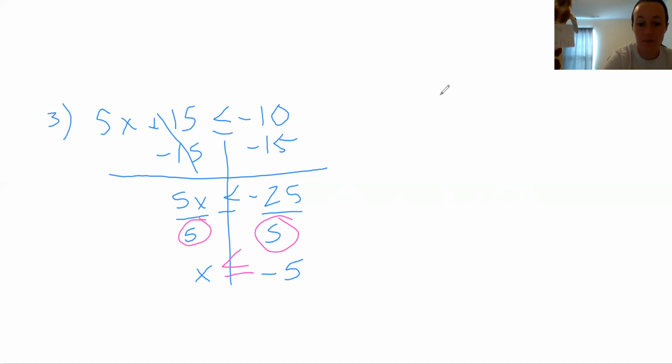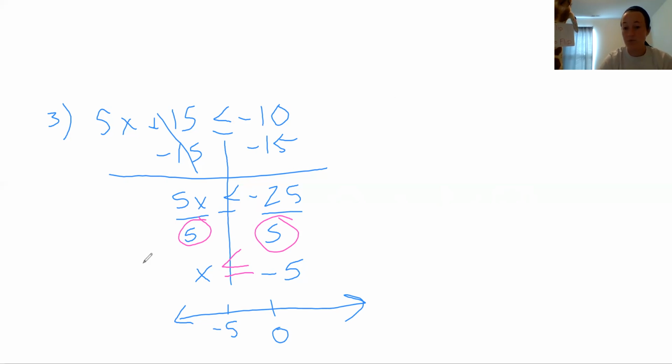Let's graph this on a number line. 0 in the middle. My answer is -5. Less than or equal to would be a closed dot. So what numbers are less than -5? That would be more negative numbers, -6, -10, -1,000,000. 0 is not less than -5, so my arrow needs to be going this way.